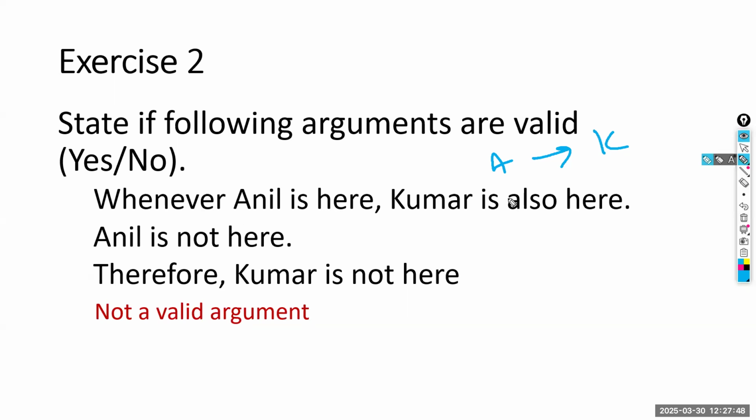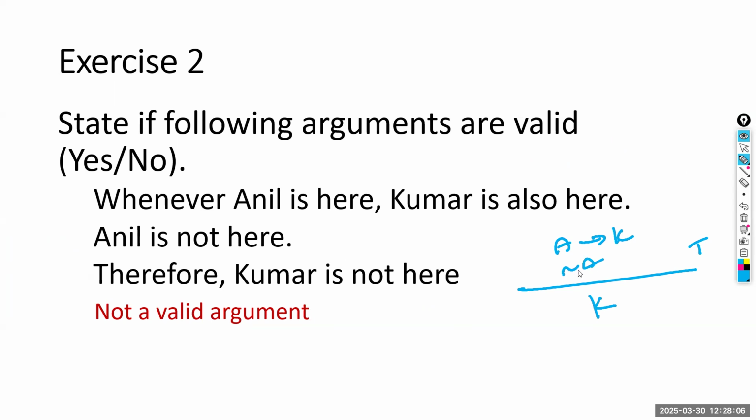So remember the argument is what? A implies K, but not A. Therefore, K. Now let's assume that these are true. Not A is true, that means A is false. A must be false. When this is false, this can be true. When K is true also, this is true. When K is false also, this is true, because false implies true is true, and false implies false is true. So therefore, Kumar can be present or not present.